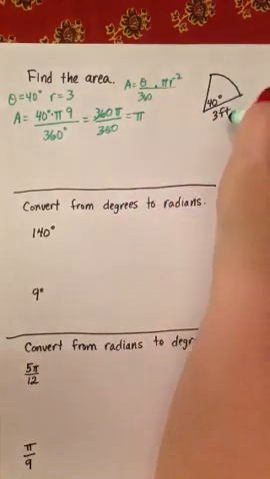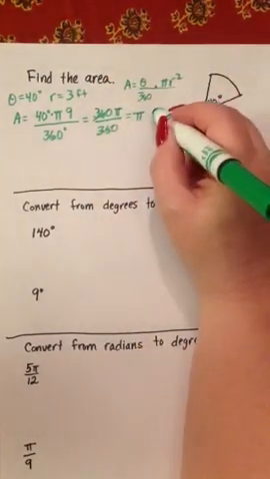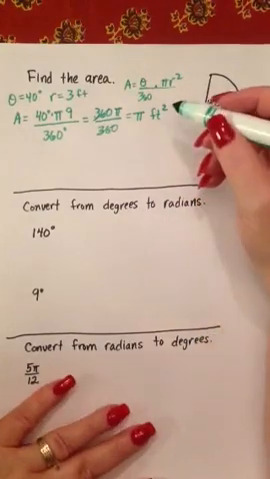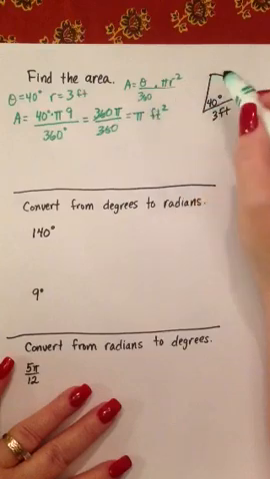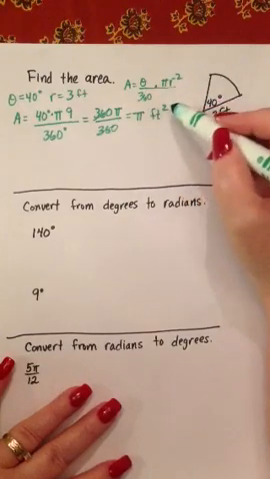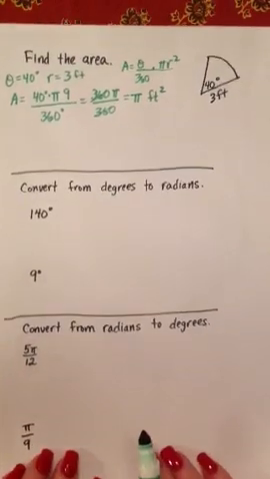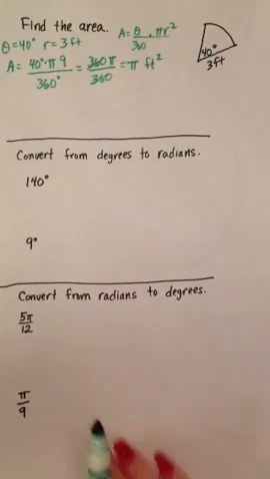Now, apparently we're in feet. This was r is 3 feet, so I would say pi square feet. You might say, but Pugga, that's such a weird answer. Well, pi is 3.14, so it's like saying you have slightly more than 3 square feet, okay, and that's the area. All right, next we're asked to convert from degrees to radians.